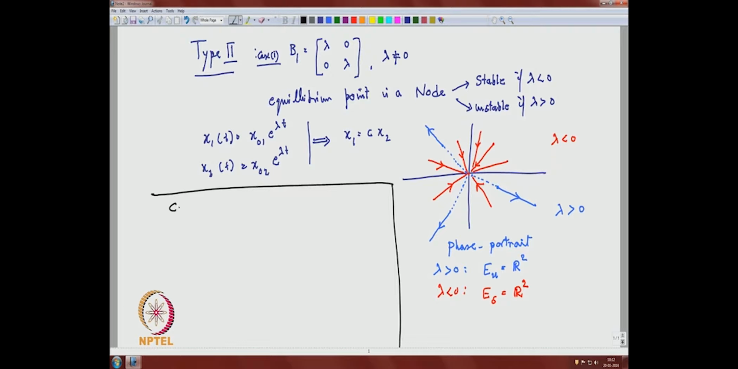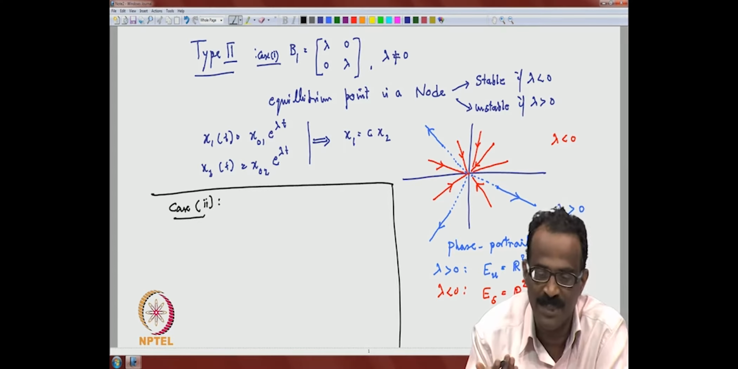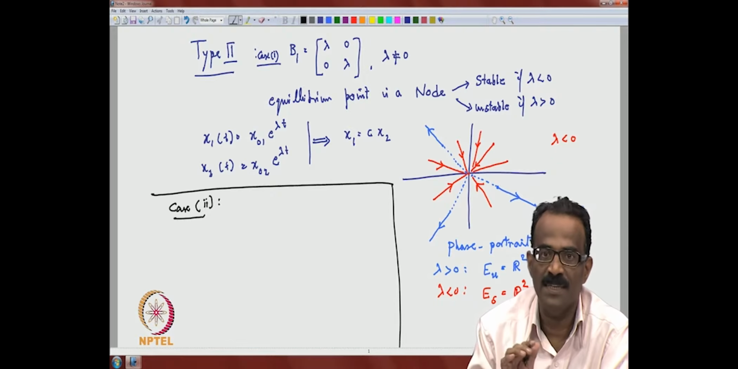In case 2, if you do, again it behaves exactly like the node case. So, there is no real difference between type 2 and type 1 when the eigenvalues are real and distinct. Okay. The only thing in type 1 is that when lambda mu is less than 0 it is a saddle point equilibrium, that is the only difference, otherwise it is a node.